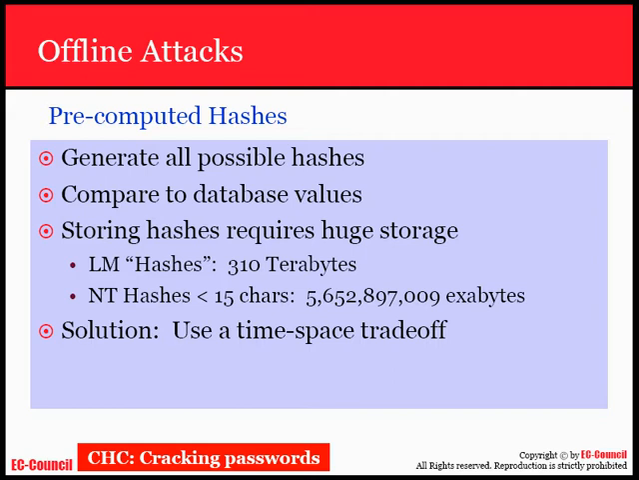Now, one of the reasons that this can be run offline, and most likely will be run offline, is because storing all of these different kinds of hashes can take a humongous amount of space. In other words, for LM hashes, it can take up to 310 terabytes, and for NT hashes that are less than 15 characters, it can take in excess of 5 billion exabytes. So this can be a very, very processor and resource intensive method. But again, this can be very effective for the hacker.